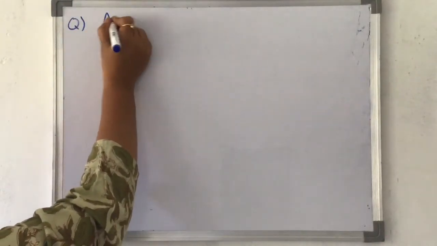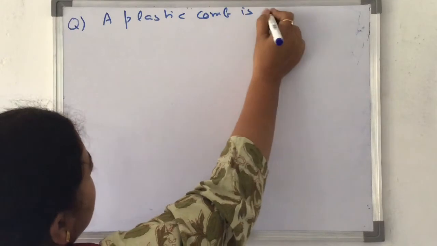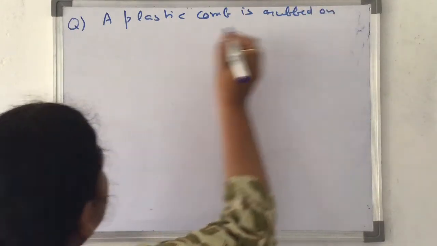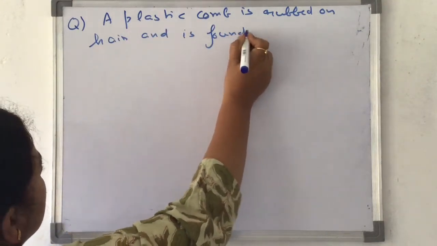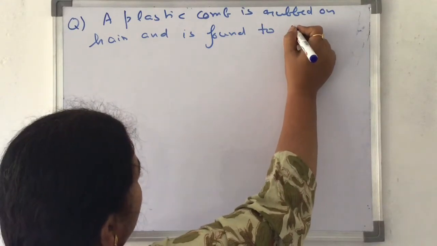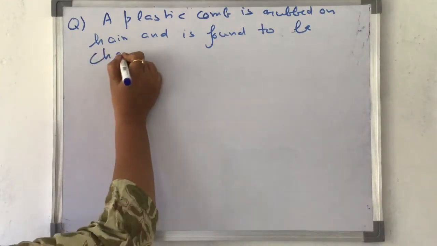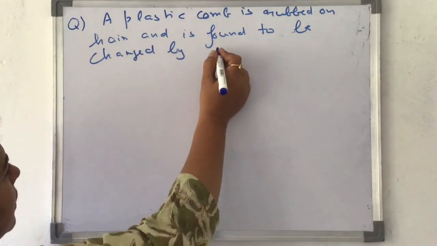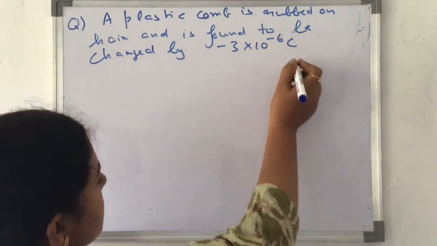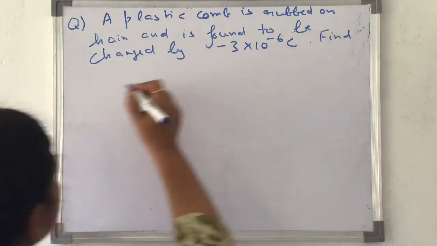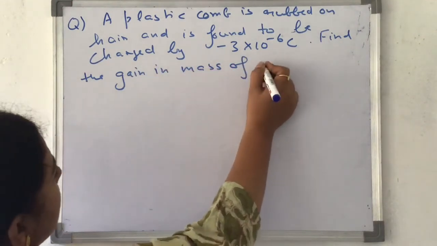Question is, a plastic comb is rubbed on hair and is found to carry a charge of minus 3 into 10 raised to minus 6 coulombs. Find the gain in mass of comb.